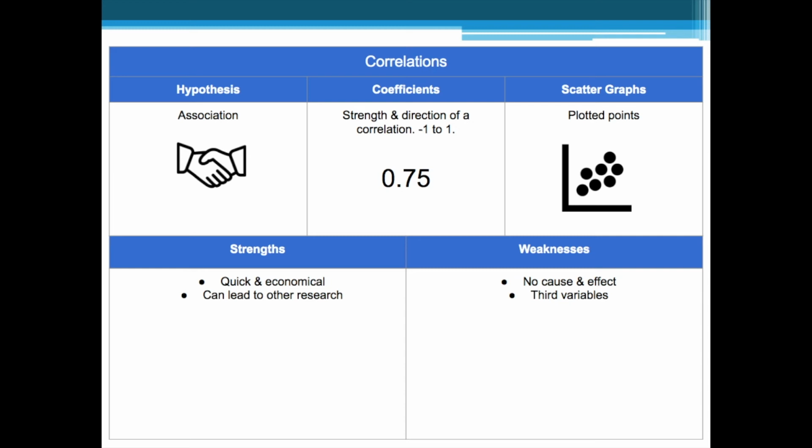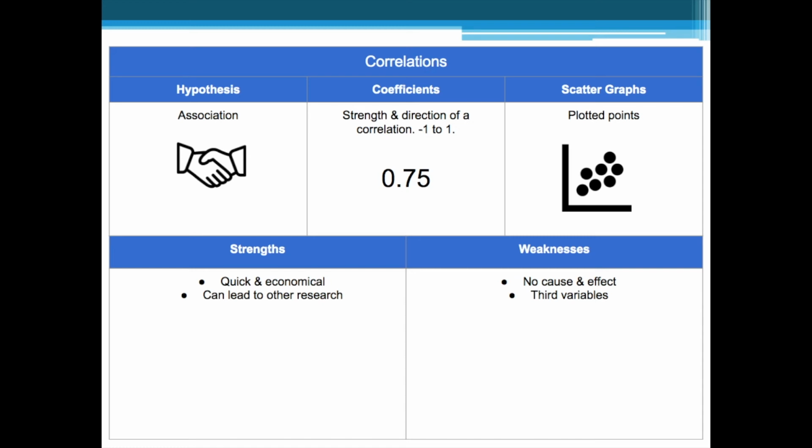As well as that, they have their own graph. So if you ever get a correlational study or you read a hypothesis that says association, the graph that you have to use is a scatter graph. I'll come on to the other types of graph in a moment. Again, there are strengths and weaknesses of them. They tend to be quick and easy, economical. However, you cannot have cause and effect.